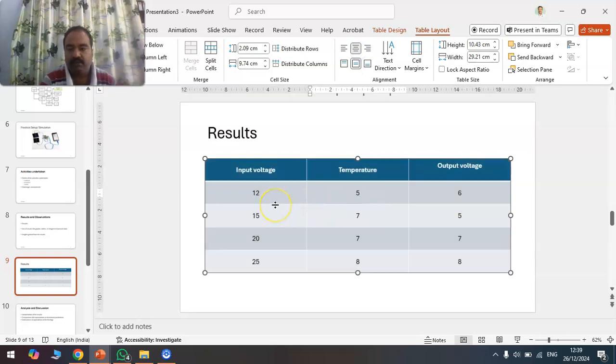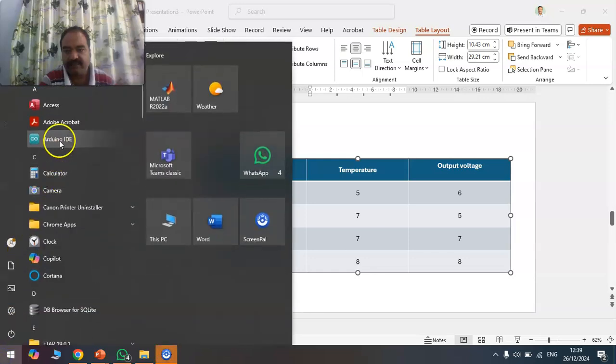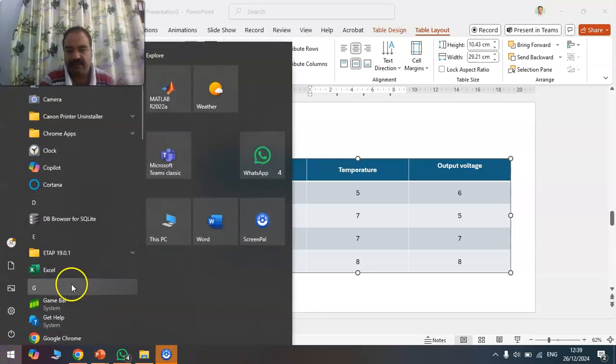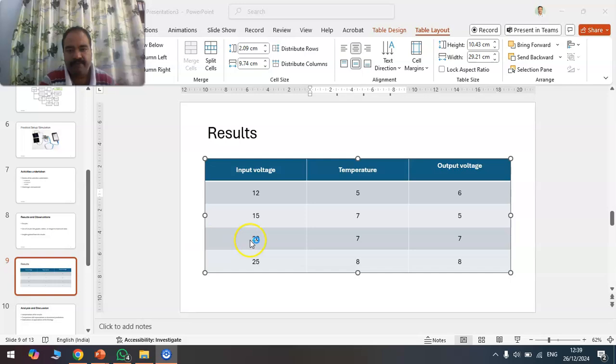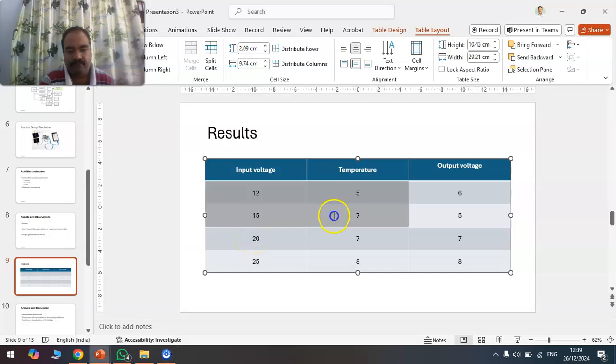Okay, so now if you see, this is the result which I have obtained. A user or a viewer cannot understand these things very clearly, so it will be better if it is in a graphical form. So what I'll do is take an Excel sheet. And these are the data which I do have. I'll just copy them.